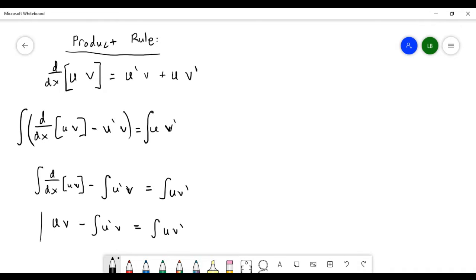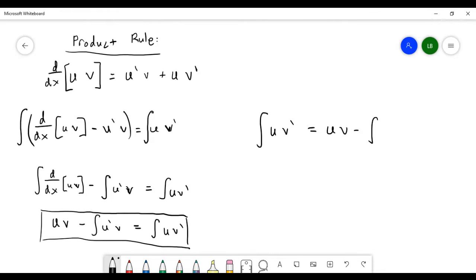And this is our formula for integration by parts. Although you'll more frequently see it with this on the other side. So you'll see the integral of u v prime equals uv minus the integral of u prime v, just like this. And you'll notice we're not writing dx's because those are actually contained within these prime symbols right here. That's just a brief aside. So this is where the formula for integration by parts comes from.